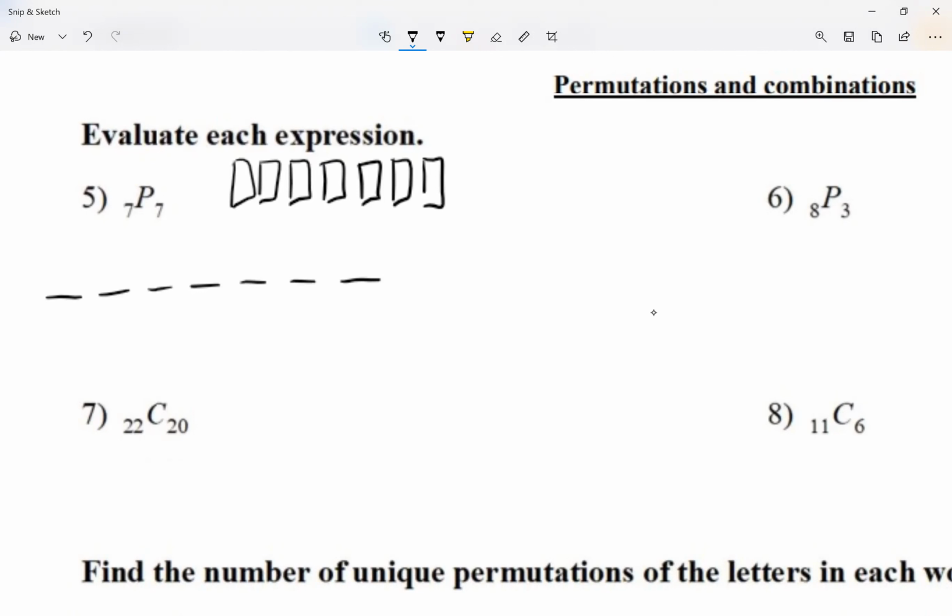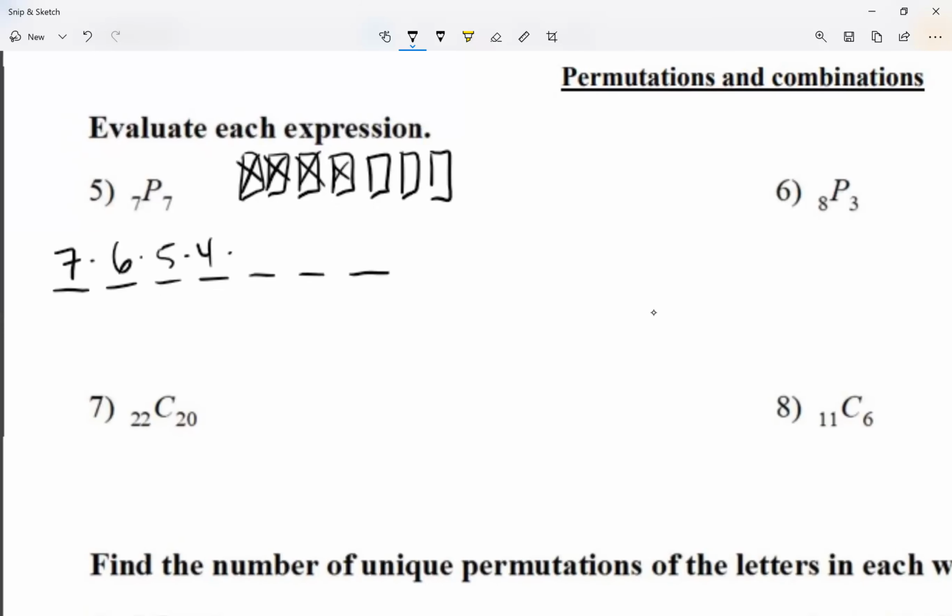For my first book, how many choices do I have? I have 7. Okay. For my second book, I've got 6 choices. I take one out, and then I've got 5 choices. Then for the next book, I've got 4 choices. And then I have 3 choices, 2 choices, and then 1 choice. I'll multiply that out: 7 times 6 times 5 times 4 times 3 times 2 times 1.